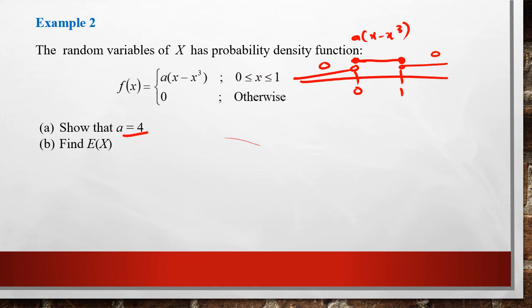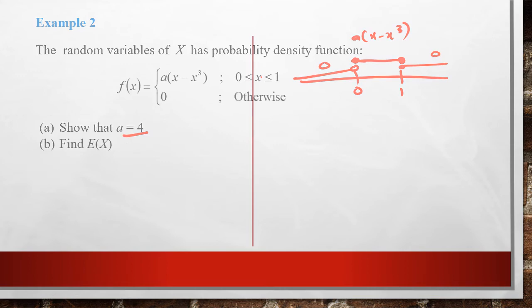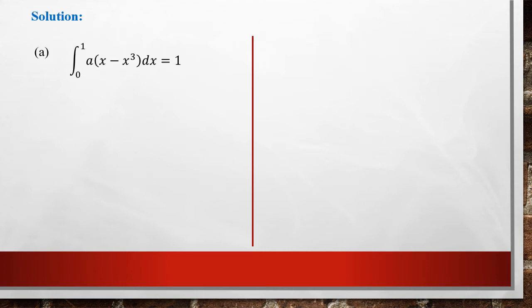So to show that a equals 4, we can apply the properties of the random variable, which is the second one. The total probability must be equal to 1. So we integrate from negative infinity to infinity of the PDF with respect to x. Since we have the function a multiplied by x minus x cubed defined only on 0 to 1, we integrate only from 0 to 1 of a multiplied by x minus x cubed with respect to x, equal to 1.